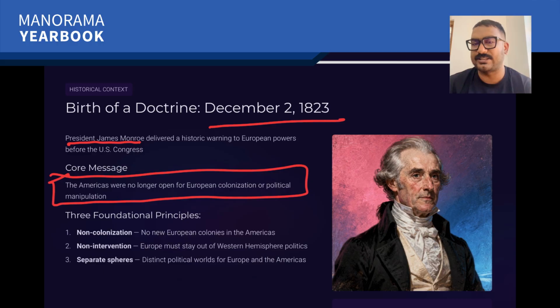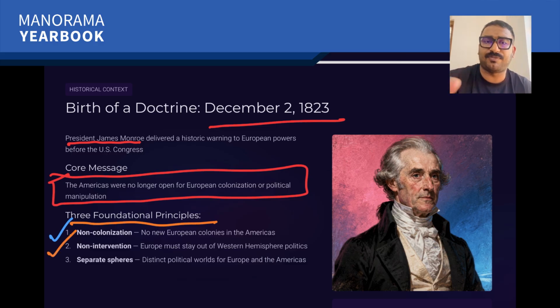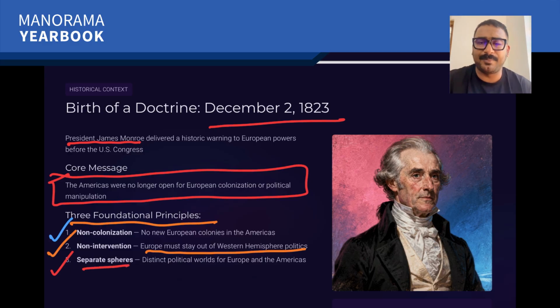manipulation. To explain this warning more clearly, James Monroe structured his policy around a few clear principles rather than vague threats. We can say that this doctrine rested on three important pillars. First, non-colonization, which means Europe must not establish a new colony in the Americas. Second, non-intervention. That means European powers must stay out of the political affairs of the Western Hemisphere. Third, separate spheres of influence. That means Europe and the Americas would operate in different political worlds.